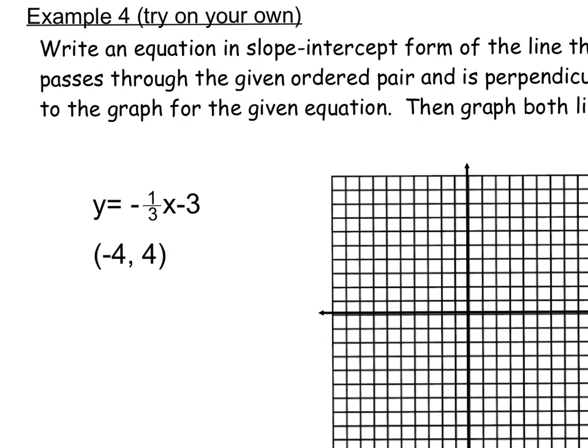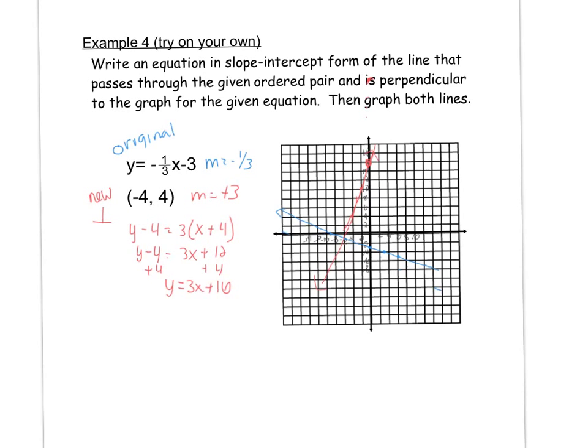Alright, time for you to try it on your own. Remember, you are trying to take your original equation and graph it and find that perpendicular line that would go through this point, perpendicular to this. So remember, perpendicular slopes are opposite reciprocals. Yours is going to be much easier than mine. Pause, try it, come back.